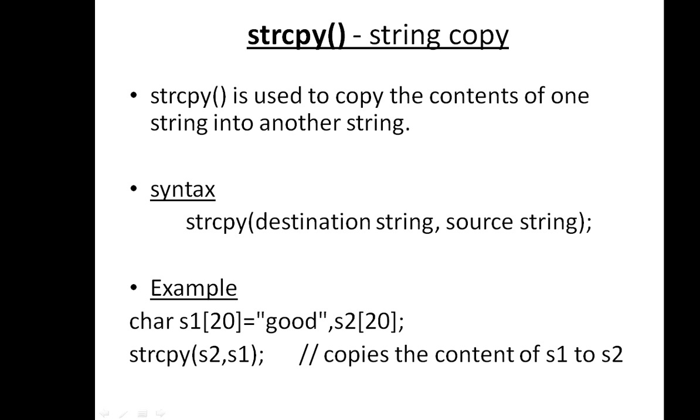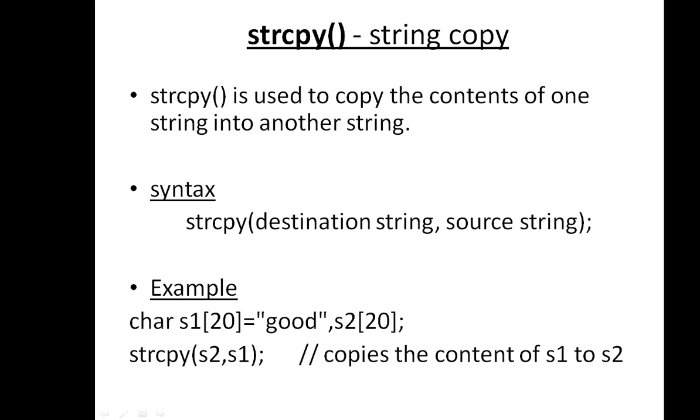For example, we have character S1 of 20 is equal to good, so I have a string called S1 which contains the value good. I have one more string called S2 with no input. Now I want to copy the content of S1 into S2. What is the syntax actually? String copy of destination string comma source string. So I can give strcpy of S2 comma S1. What is S2? Destination. What is S1? Source. So what it will do is copy the content of S1 into S2.